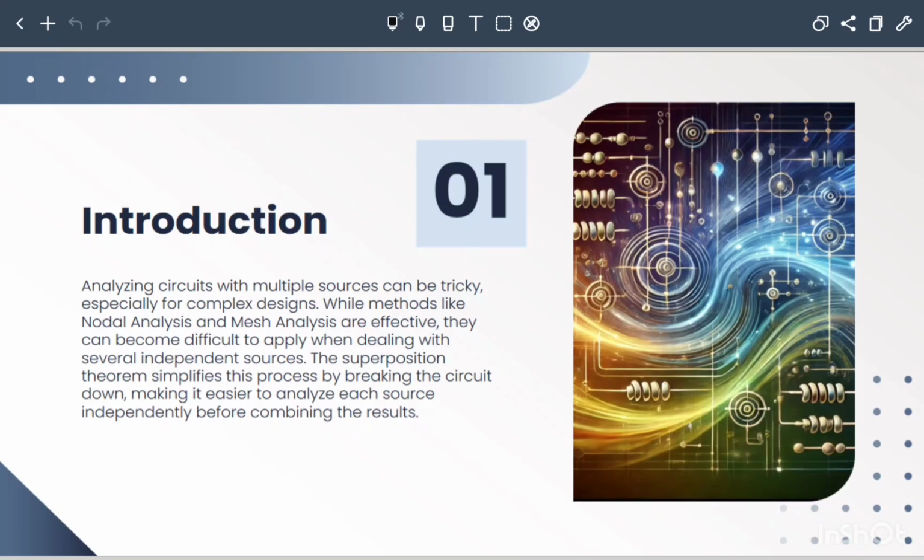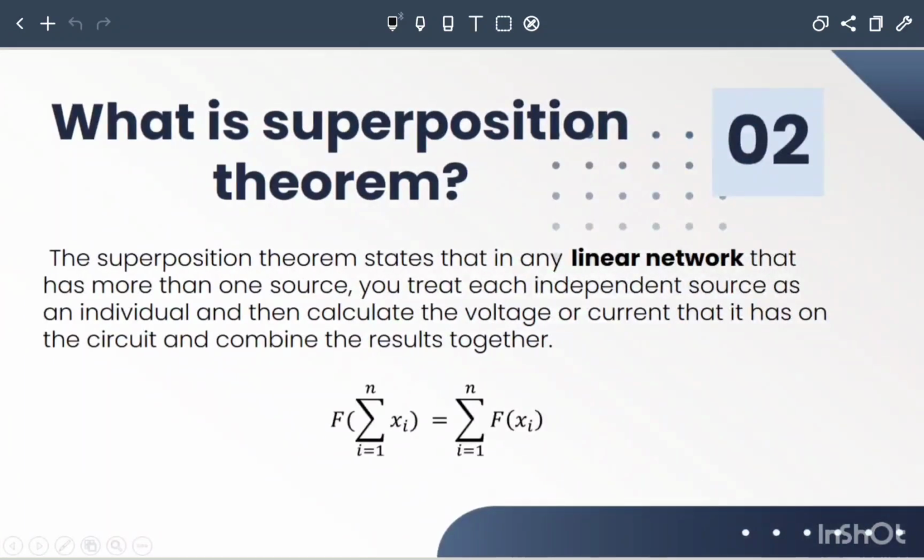Analyzing circuits with multiple sources can be tricky, especially for complex designs. While methods like nodal and mesh analysis are effective, they can become difficult to apply when dealing with several independent sources. The superposition theorem simplifies this process by breaking the circuit down, making it easier to analyze each source independently before combining the result. So what is superposition?